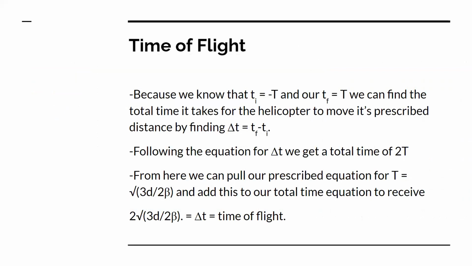Moving into time of flight, this is real simple. This is just finding our change of time, t final minus t initial. We know t final is equal to minus t initial, which is equal to -t. So our change in time, which is equal to our total time traveled, is going to equal 2t. And then from there, we're just plugging in our prescribed t equation that we derive from the distance in the x direction. So once we do that, we just get 2 times the square root of 3 times distance over 2 times beta, which gives us the entire time of the flight.